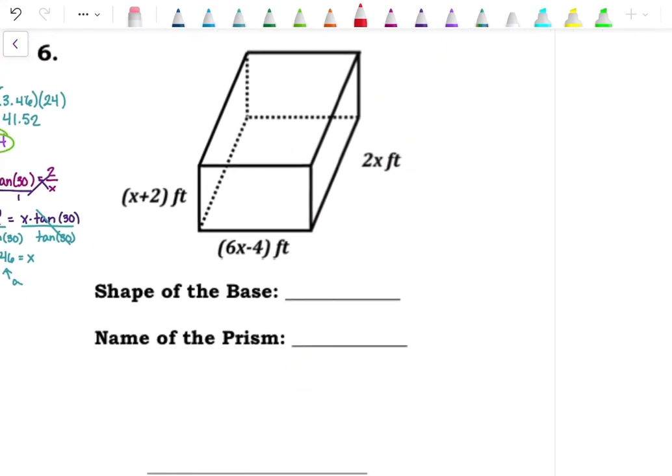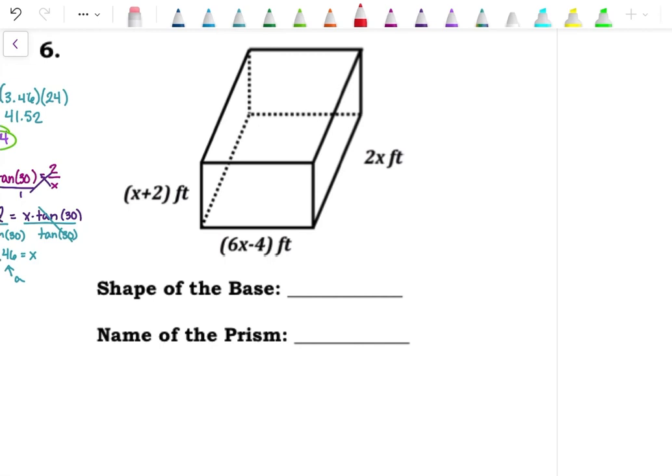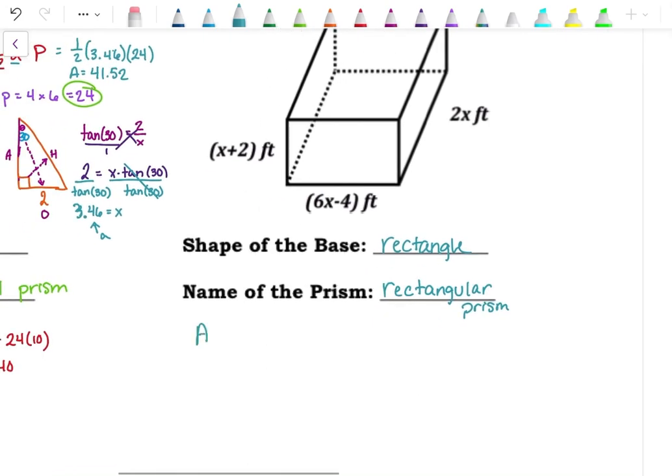Okay, last one. We want to do the surface area of this shape in terms of x because we don't know what x is. We don't know what the surface area is. We're going to leave it all in terms of x. The shape of the base is a rectangle, so that is going to be a rectangular prism again. If I want to find the area of the base, I'm going to do capital B because that's what we use for that. That is going to be this whole side's area. So I'm going to multiply those all together. So that's going to be x plus 2 times 6x minus 4.